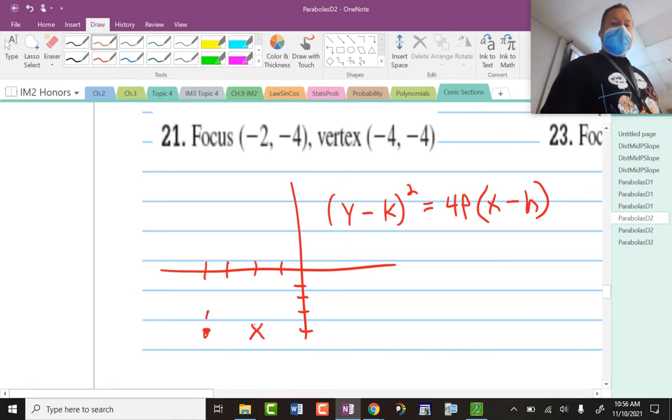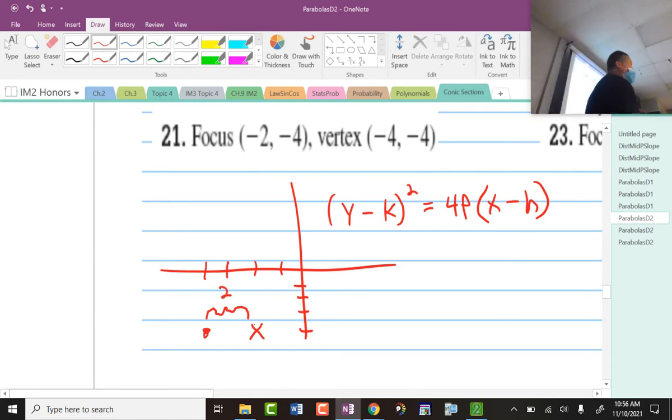By the way, what is this number from here to here? How far is that distance? 3, 2, 1, go. 2. And what is that number? What does that represent for that little equation over there? 3, 2, 1, go. P. It's the whole reason. P is the key.